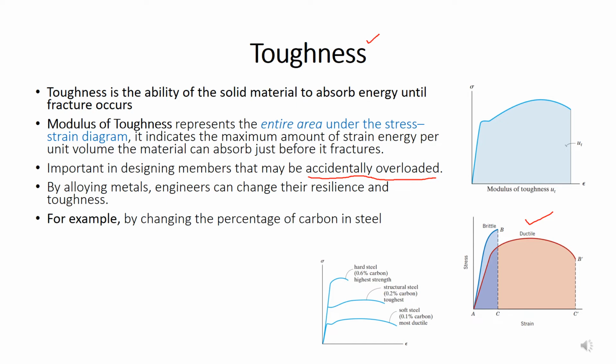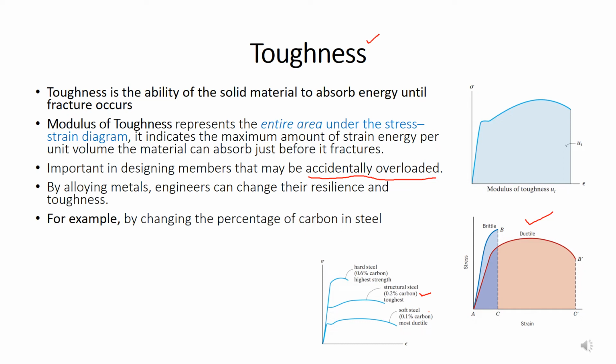Toughness and resilience can both be changed by alloying. Researchers use different alloying metals for tweaking the resilience and toughness values. Likewise, if you change the carbon percentage in the steel, you can change the toughness value. Here you can see we have soft steel which contains up to 0.1% of carbon. If you increase the percentage of carbon up to 0.2%, you have structural steel which has less toughness, and hard steel has a higher carbon percentage. Here you can see it has the lowest toughness value, but it has the higher resilience value. So by increasing the carbon percentage, the toughness of the steel decreases.